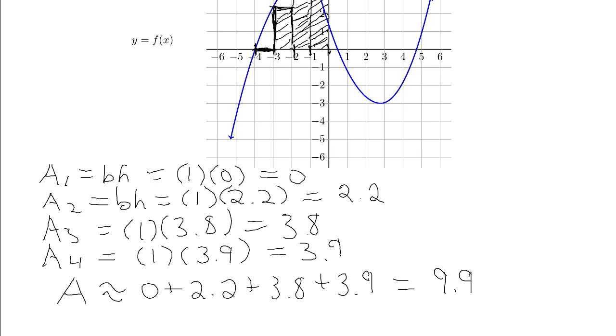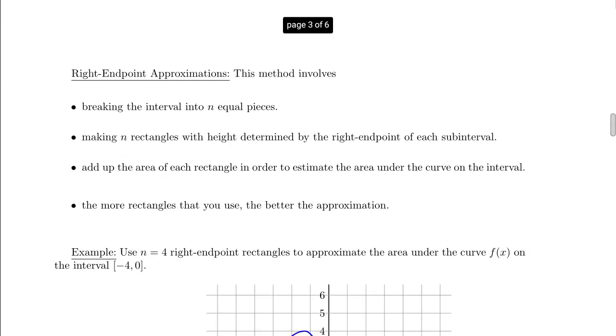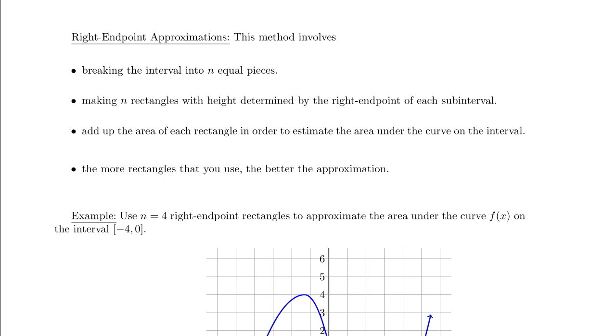So then there's also another method called the right endpoint approximation method. And so this is almost exactly the same as the left endpoint approximation method, except instead of using the left endpoint on each of our subintervals, we're going to use the right endpoint on each subinterval. So same exact method, but using the different endpoint.